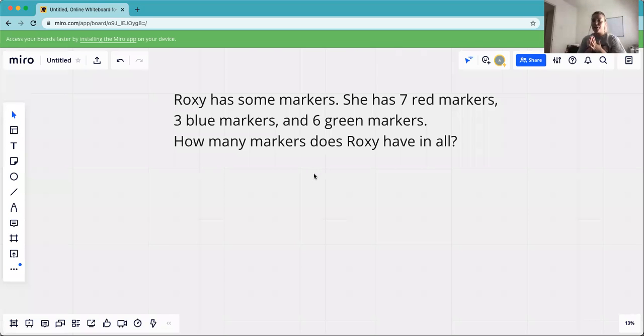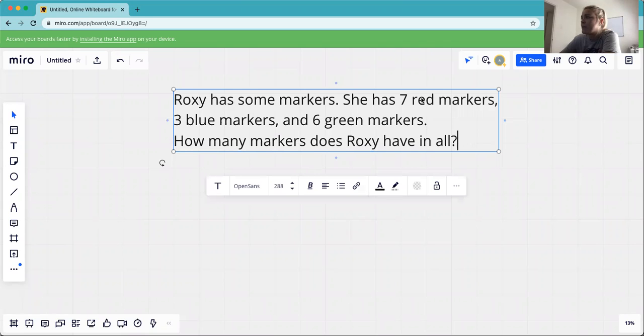Alrighty, so I'm actually going to do a word problem with you. So make sure that you have a piece of paper and a pencil out to work this out with me because we're going to do it together. It says Roxy has some markers. She has 7 red markers, 3 blue markers, and, I'm sorry, 6 green markers. How many markers does Roxy have in all?